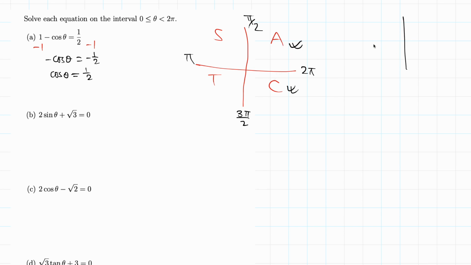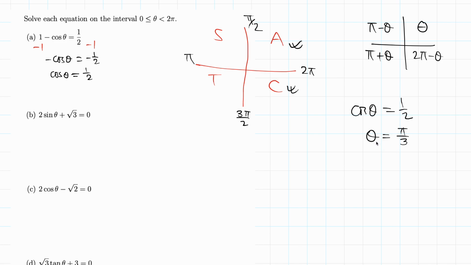We know that if we know the angle in the first quadrant, the corresponding angles are pi minus theta here, pi plus theta here, and 2 pi minus theta here. In the first quadrant, we know that cosine theta equals 1/2 when theta equals 60 degrees, pi over 3. Or if you know how to make a unit circle, you can just look at cosine meaning x coordinate, and in the unit circle the x coordinate is 1/2.